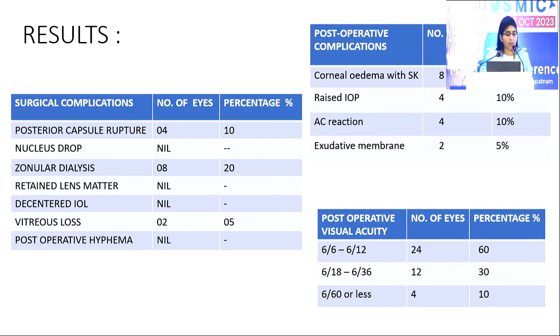Surgical complications faced: zonular dialysis was seen in 8 patients out of 40. Posterior capsular rupture was seen in 4, and vitreous loss was noted in 2 patients. Postoperative complications followed as corneal edema with SK in 20% of patients, raised IOP in 10%, AC reaction in 10%, and exudative membrane in 2 patients, 5%.